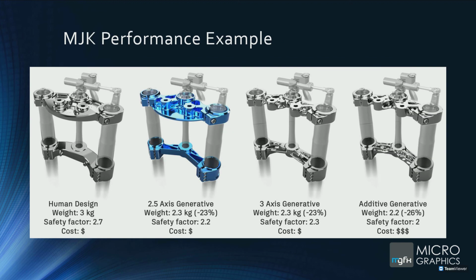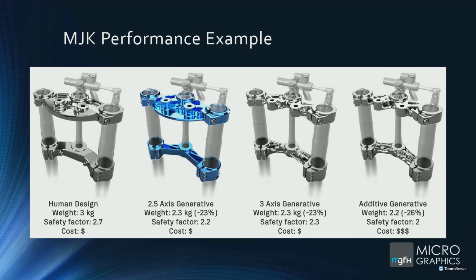Now, here's an example of MJK Performance. They developed 3 new design options to compare against the original design created by a human. As you can see, the additive outcome is very expensive for their production volume. So that would be on the far right-hand side. Additive generative weight, 2.2 kilograms. And we can see the 2.5 axis outcome meets their price requirements and offers a 23% weight saving for their performance motorcycles.